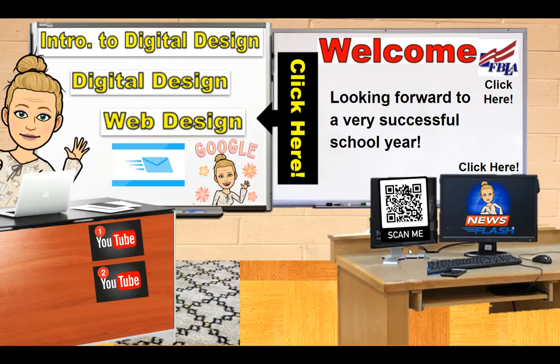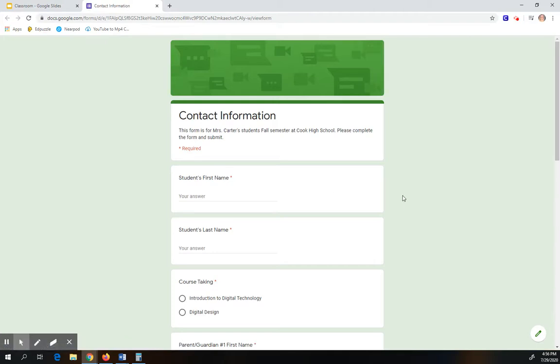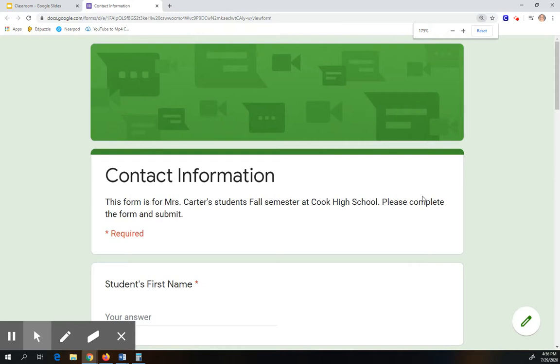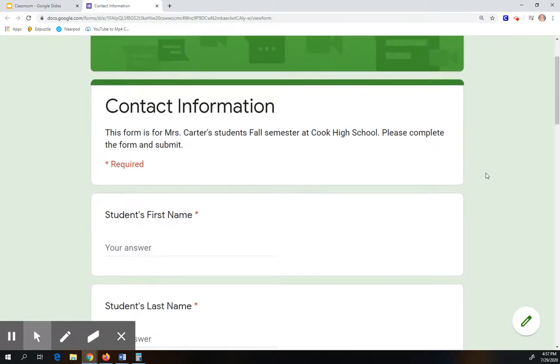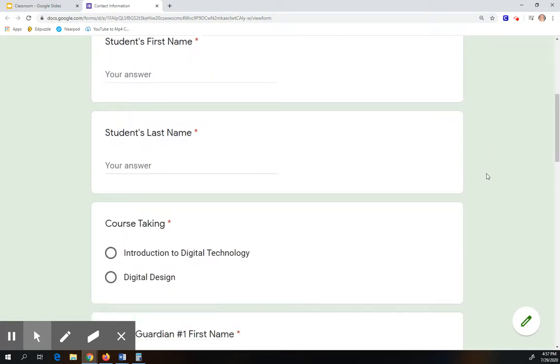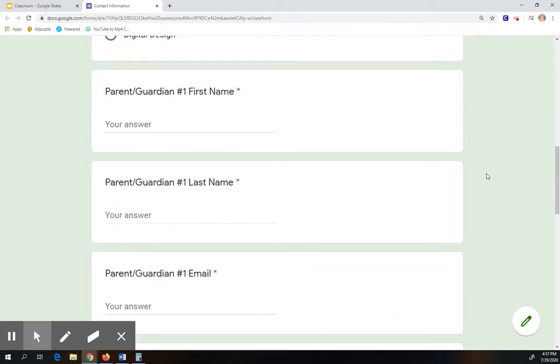Also, you will find at your desk a sheet of paper that has a QR code on it that says Scan Me. This is a short Google form that I'm asking you to please fill out. It's required this year that we have parents' email so that we can successfully communicate. So with your phones, if you take a picture of that QR code, it should lead you to this form. If you'll please take a moment to fill out the information and submit that, I would greatly appreciate it.